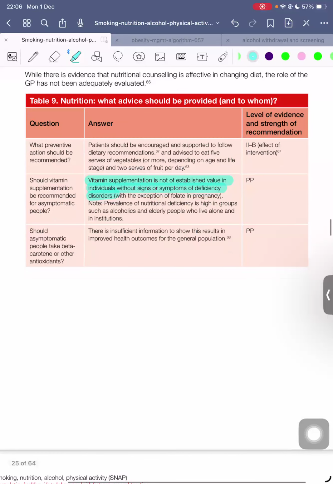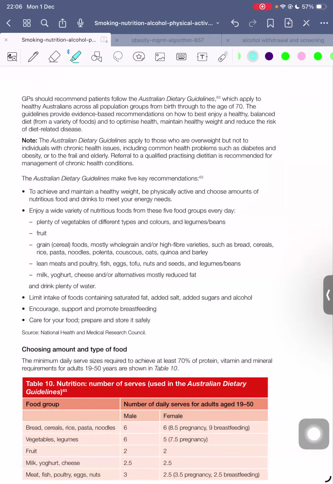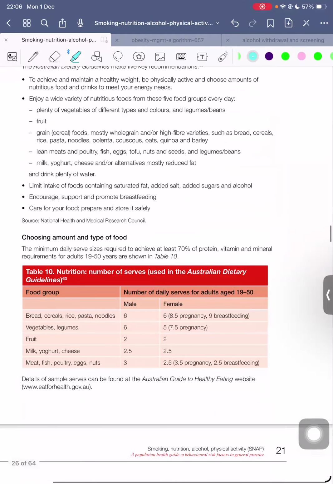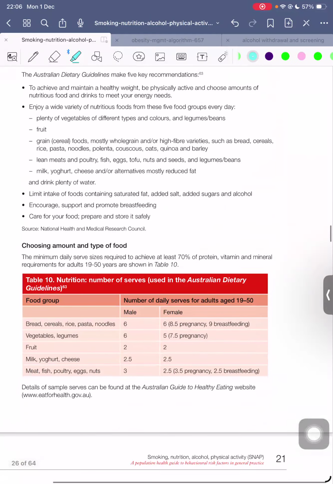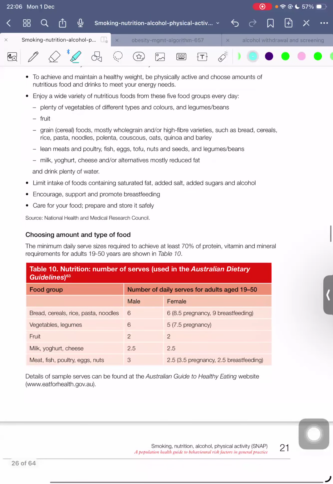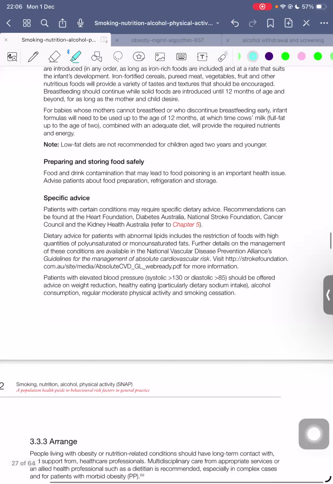That's not in here. Just remember those small points. They are not asking from here. So we all know how to advise a patient about nutrition. You don't have to remember.